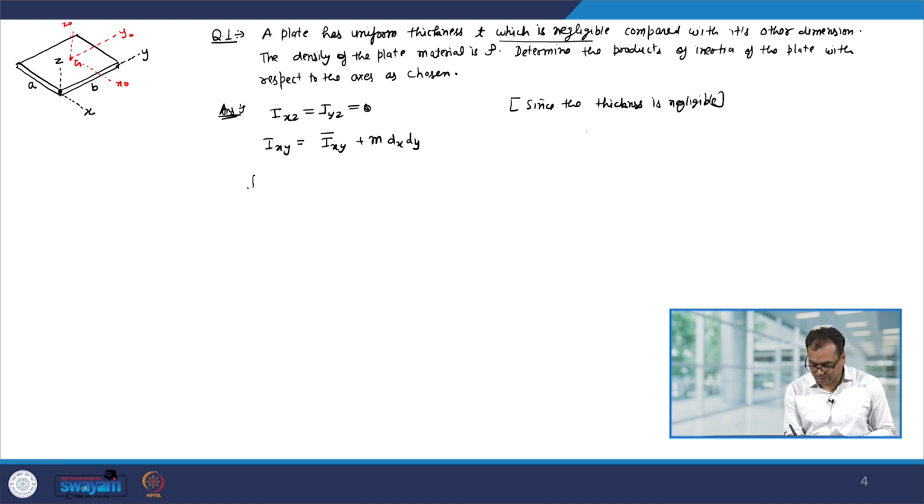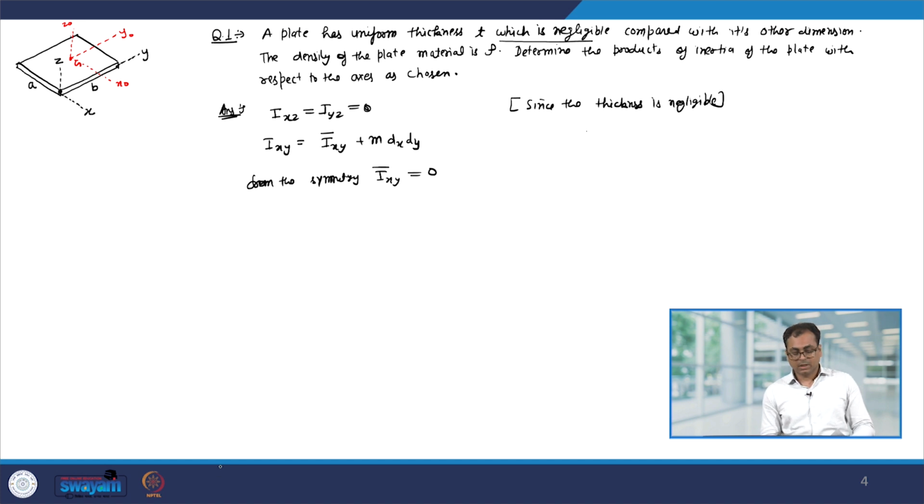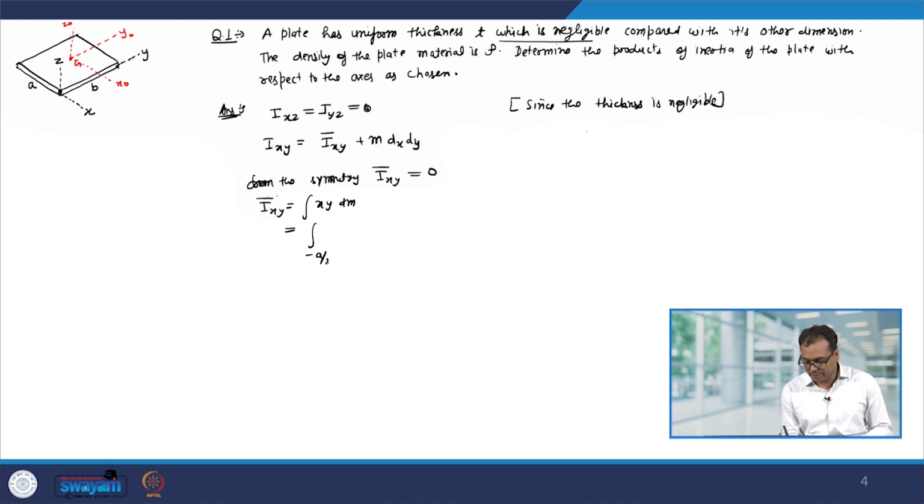Now, from the symmetry, I x y bar will be 0. This also we can see mathematically. So, I x y is nothing but integral x y dm, and that will be equal to, so let me take the limit minus a by 2 to plus a by 2, and for the y it is minus b by 2 to plus b by 2 x y and mass dm.